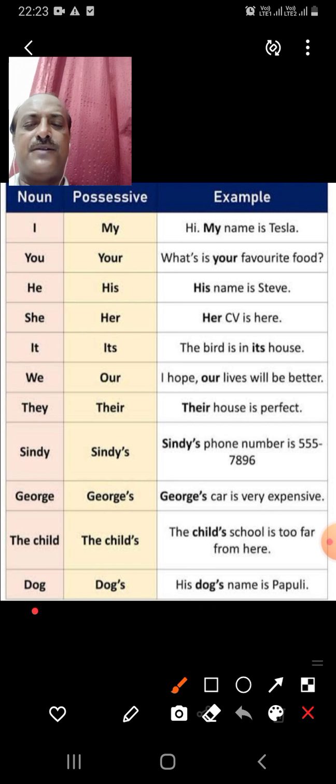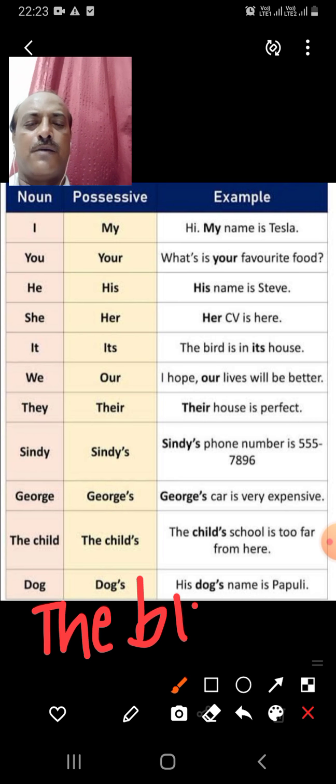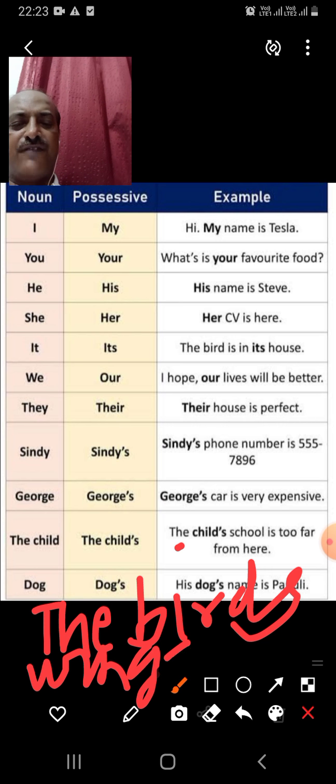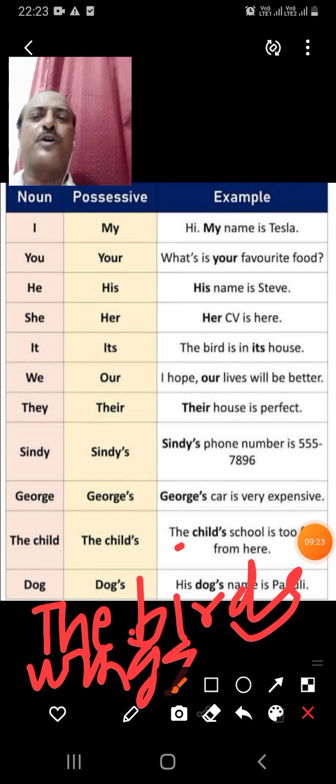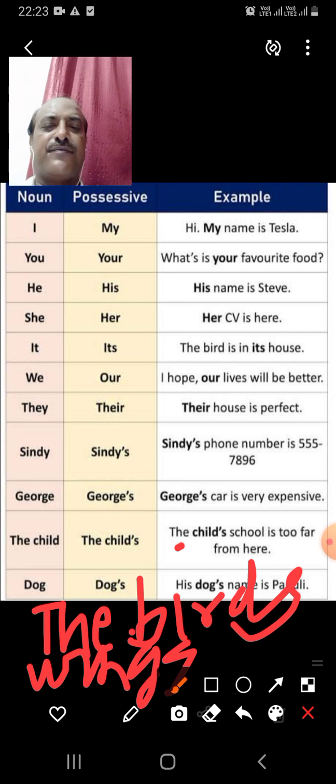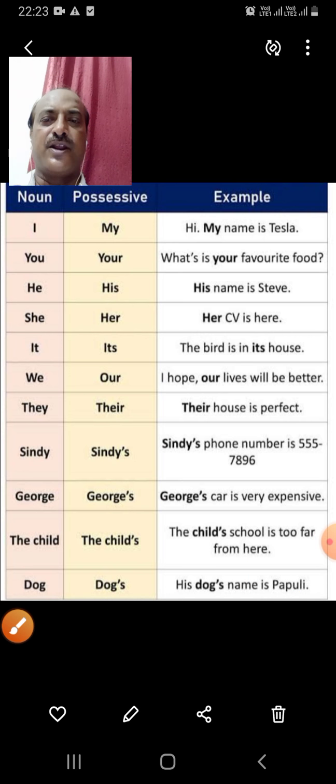One more example. The birds' wings. So after birds we give an apostrophe to show possession. That means these wings belong to those birds. So if the noun is already in plural form, we just give an apostrophe to show possession.